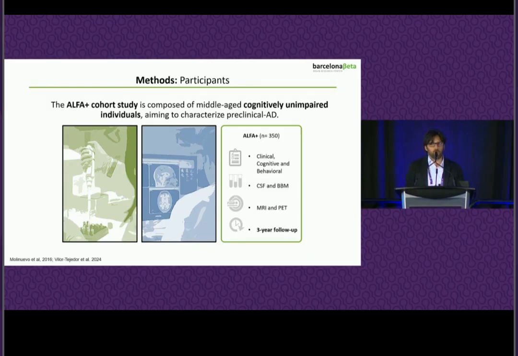And we performed this study within the Alpha Plus cohort study, which is a cohort composed of middle-aged cognitively unimpaired individuals at the start of the study. And the main aim of Alpha Plus is to characterize the preclinical course of Alzheimer's disease. We included 350 individuals with all of these measures, and importantly, Alpha Plus individuals are followed up every 3 years, and here we included data from baseline and the first follow-up data.